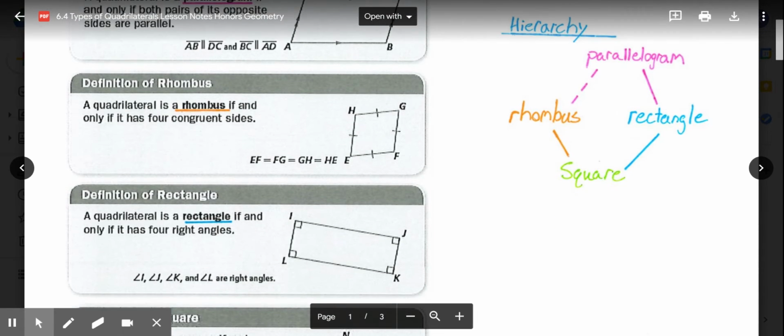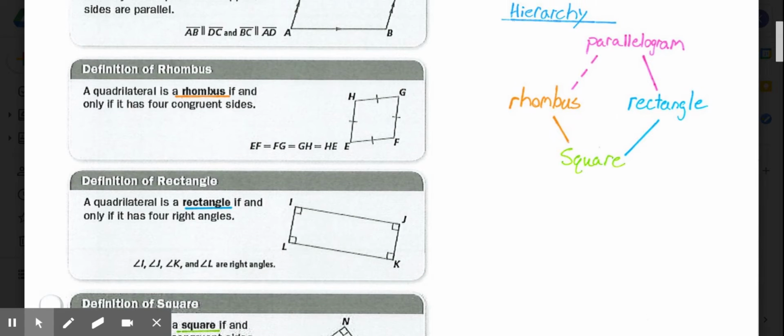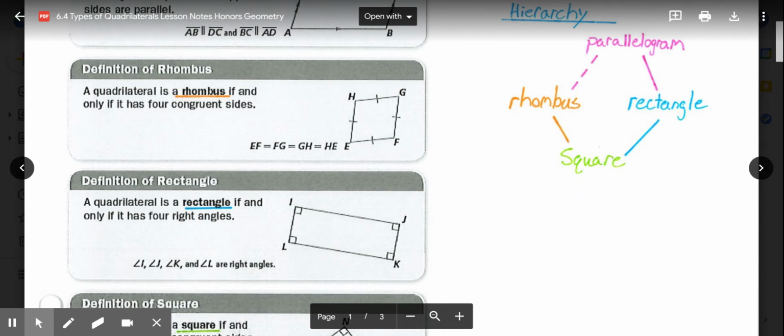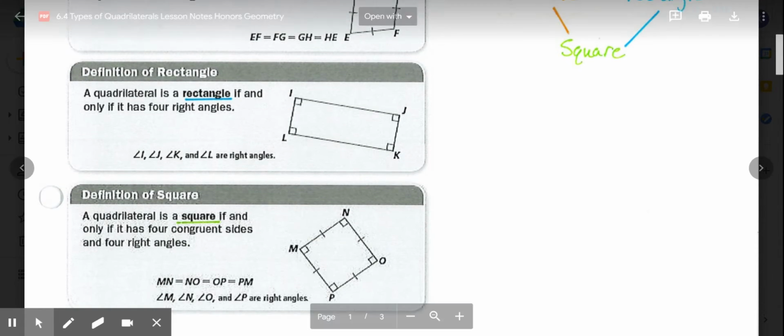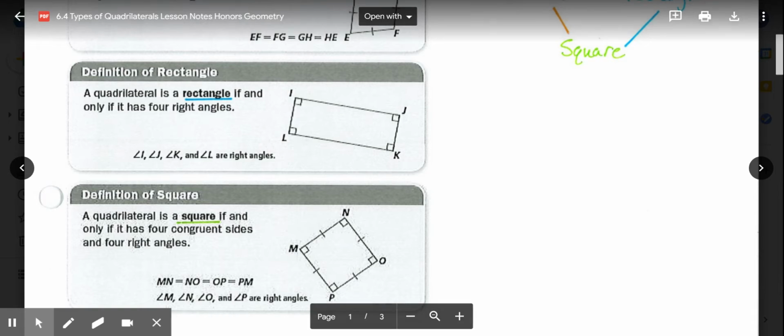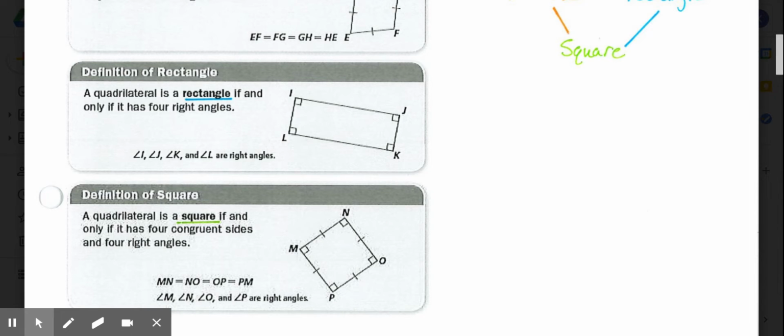Then we have a rectangle. The definition of a rectangle is a quadrilateral is a rectangle if and only if it has four right angles. So our definition of a rectangle, we're just looking to make sure it's a quadrilateral with four right angles. And then the definition of a square is kind of putting these first three definitions together. A quadrilateral is a square if and only if it has four congruent sides and four right angles.